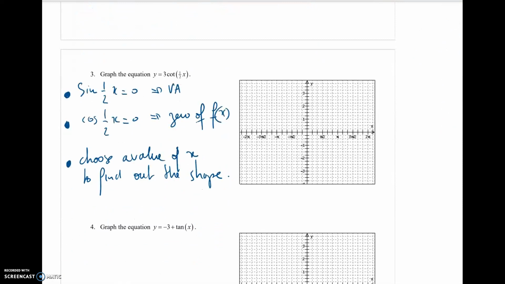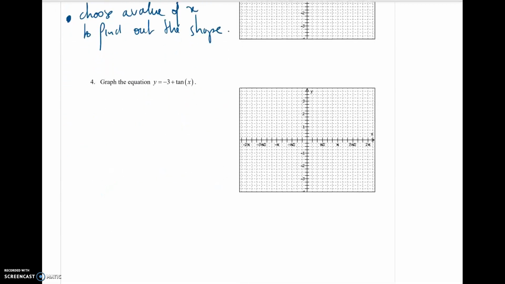Same idea for cotangent. First of all, please remember that you need to calculate the vertical asymptote. In that case, cotangent, that means the denominator will be sine 1 over 2x. Then you have to find the 0 of your function by looking at what would make the numerator, in that case cosine 1 over 2x, equal 0, and then choose the value of x. So you have to do that by yourself.